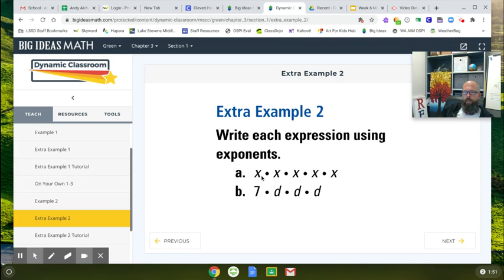What about these ones? How many x's? 1, 2, 3, 4, 5. So x to the 5th, 7 times d, 1, 2, 3 d's.